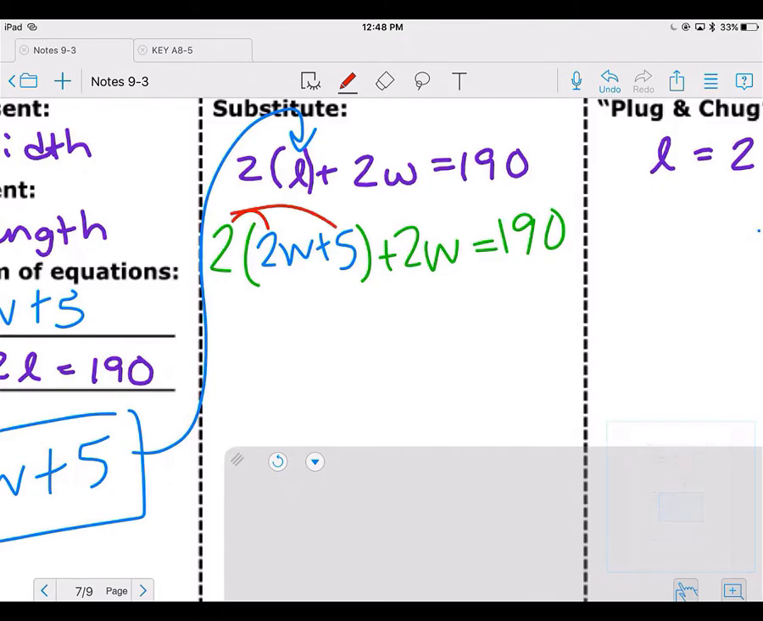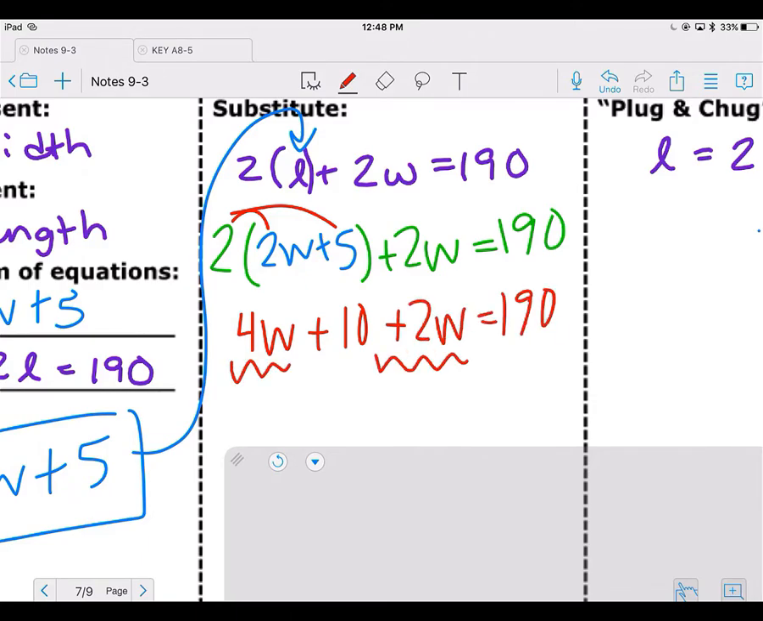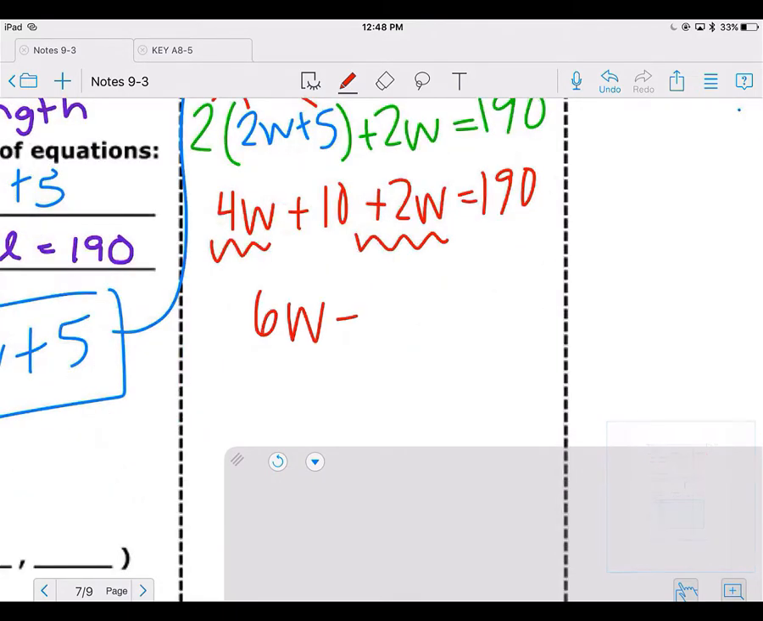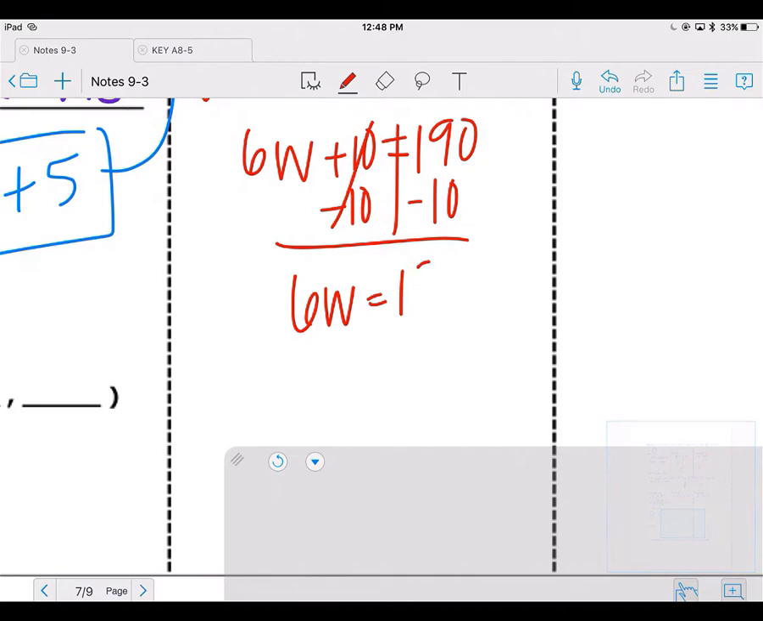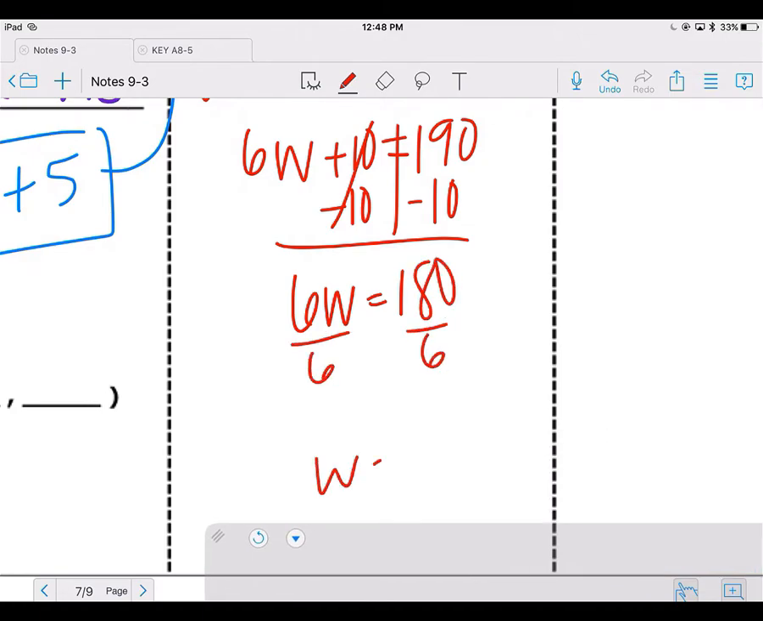From here, I solve for W, so 2 times 2W is 4W, 2 times 5 is 10. Combine my like terms, so 6W plus 10 equals 190. Subtract 10 from both sides, so 6W equals 180. And divide by 6, so W equals 30.